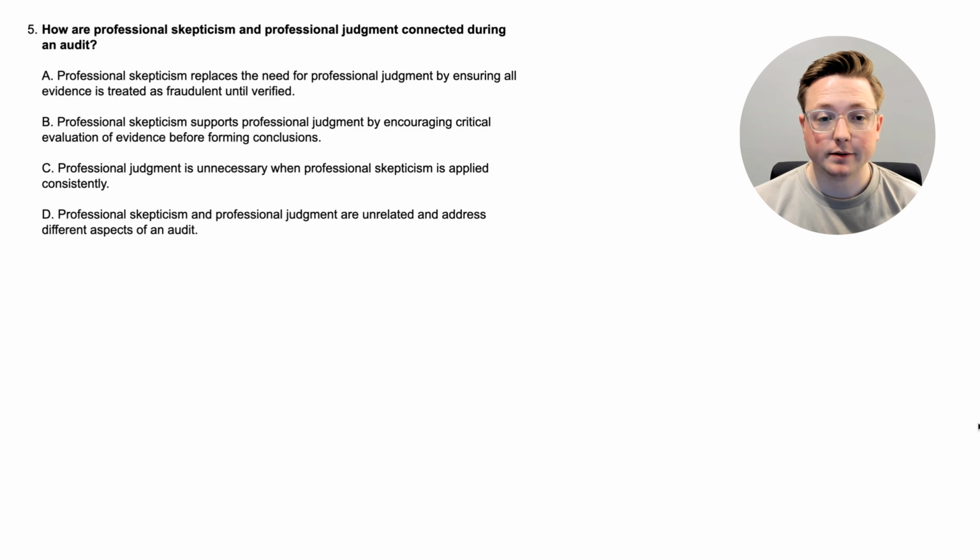All right, here we are at question 5. How are professional skepticism and professional judgment connected during an audit? So there's option A, professional skepticism replaces the need for professional judgment by ensuring all evidence is treated as fraudulent until verified. There's B, professional skepticism supports professional judgment by encouraging critical evaluation of evidence before forming conclusions. And there's C, professional judgment is unnecessary when professional skepticism is applied consistently. And there's D, professional skepticism and professional judgment are unrelated and address different aspects of an audit.